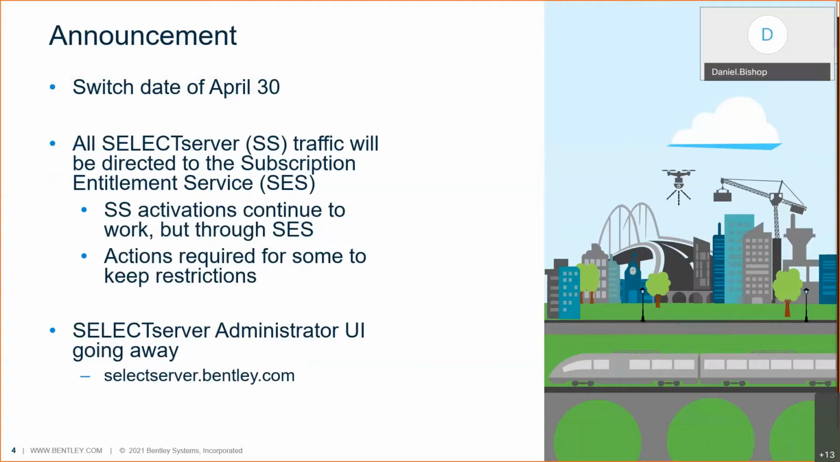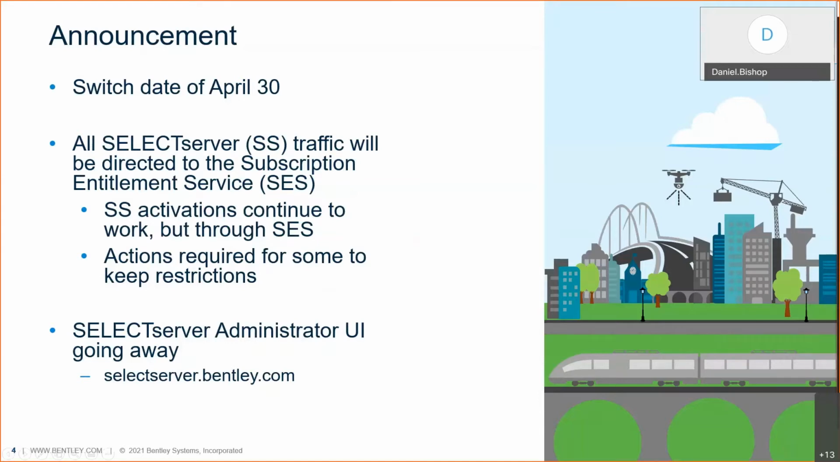All SelectServer activations will continue to work through SES. There's no need to reconfigure any end user machines. All of the activation keys that you have configured in SelectServer have been migrated over, and those will continue to activate the products that they were able to activate before. However, to keep some of the restrictions in place that you might have configured within SelectServer, there's some manual configuration that you might have to go through, and that's what we're going to cover here today.